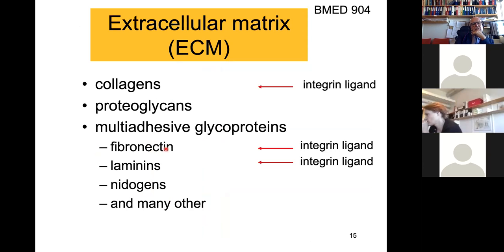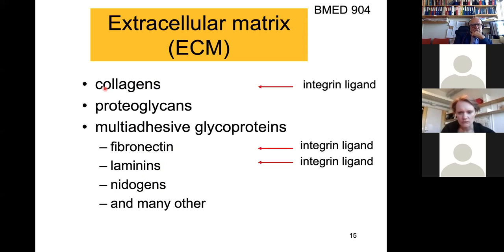Probably the integrin ligand that has been studied the most is fibronectin. This is because it's present in the blood at high concentration and it's easy to purify. So fibronectin is a very good integrin ligand. Laminins are produced by some tumors like the EHS tumors, so they are also easy to purify and have been extensively studied. And then there are many other proteins. The more difficult the protein is to purify or produce recombinantly, the less likely it is that it has been studied in the integrin context.